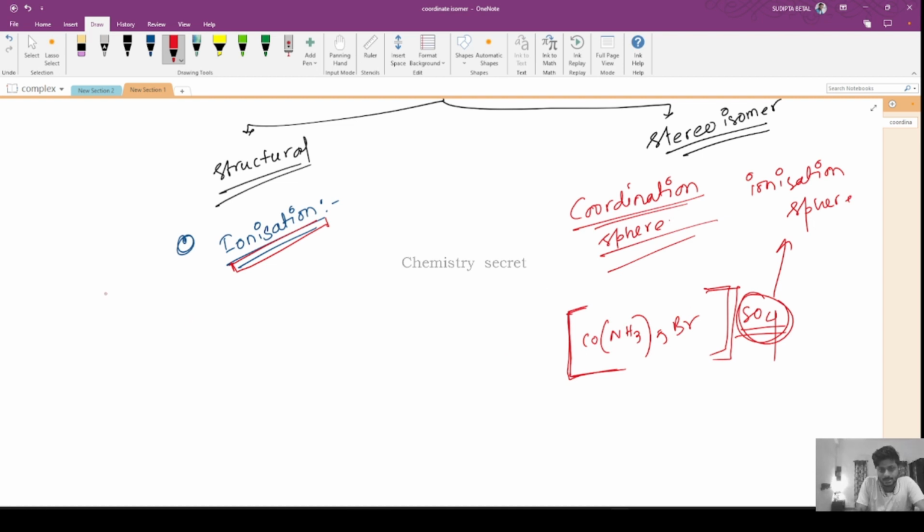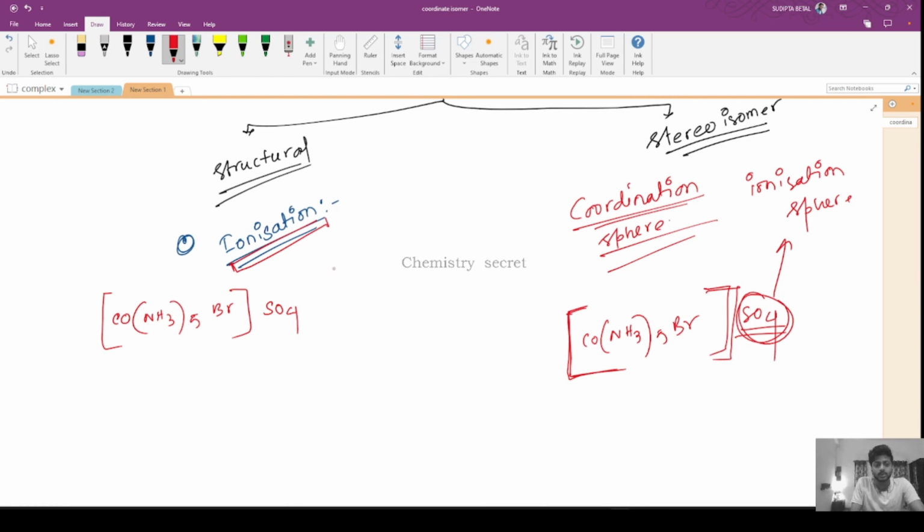Let us take this example. If we write [Co(NH3)5Br] and outside of the bracket SO4, where SO4 is the ionic species. This is one example of a complex where 5 ammonia and 1 bromine are attached to the metal cobalt and are known as the ligands, and SO4 is an ionic species.